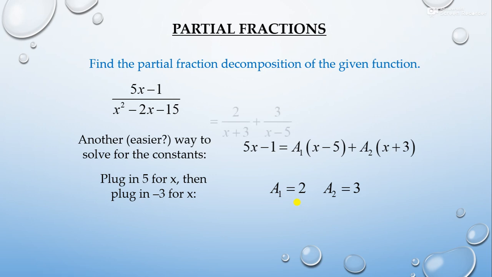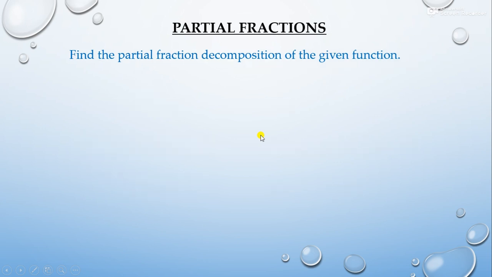Now let's put these values in our assumed expression, the partial fraction, that is 2 upon x plus 3 plus 3 upon x minus 5. So now this is the partial fraction of the given expression. Clear how to do the partial fractions? Okay, so let's take another example of this.